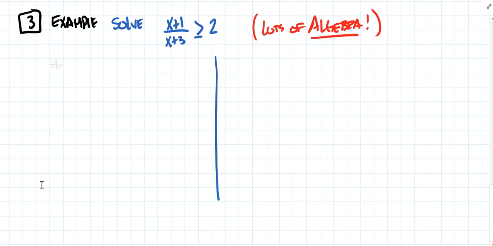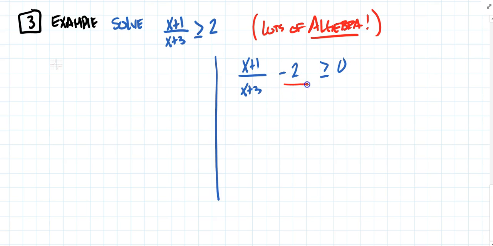Box number 3 is another example, and I'm showing you this example only because there's lots of algebra involved, and I want to make sure that we cover it. So let's solve (x + 1)/(x + 3) is greater than or equal to 2. Notice that it's set greater than or equal to 2, and we want it set greater than or equal to 0. So I start with (x + 1)/(x + 3) - 2 greater than or equal to 0. That's your first step, to get 0 on the right-hand side.